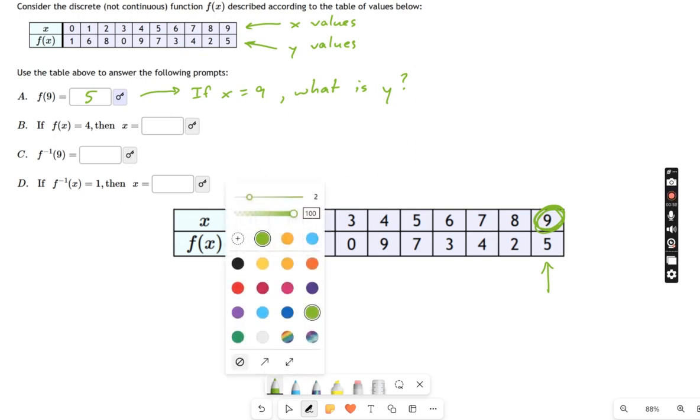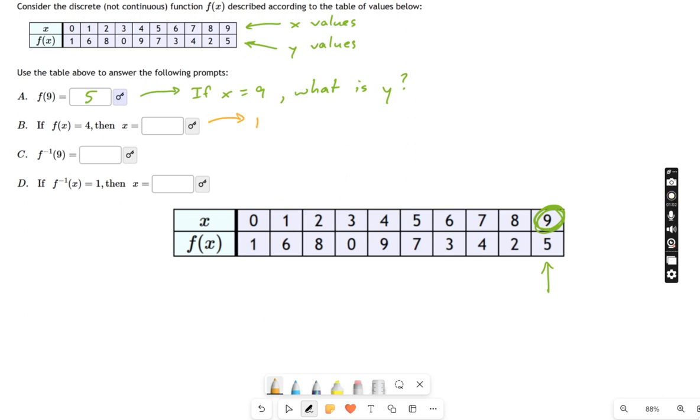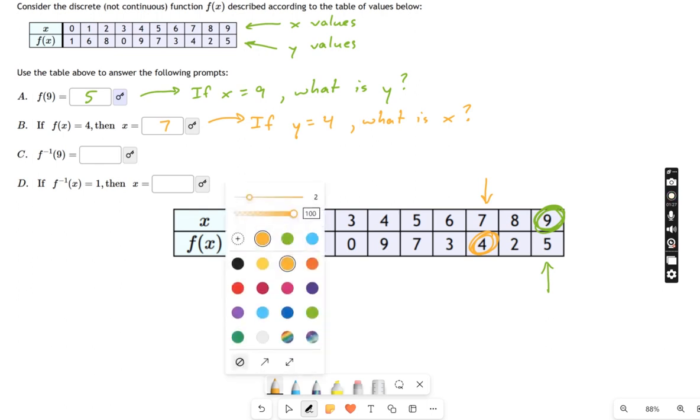I can do the same thing for the next one. It's a little bit backwards, but look at what this is really saying. It's saying if this time y equals 4, what is x? Well, we go to our table. We say, where's the y values? That's the bottom row. There's y equals 4, and there's the corresponding x value. So that's 7. Now, where things get a little interesting is when we start talking about the inverse functions.